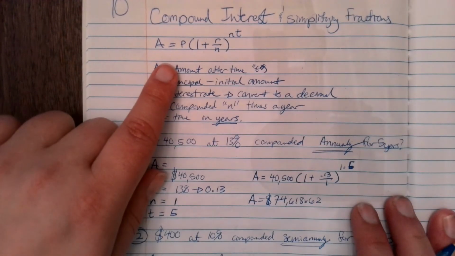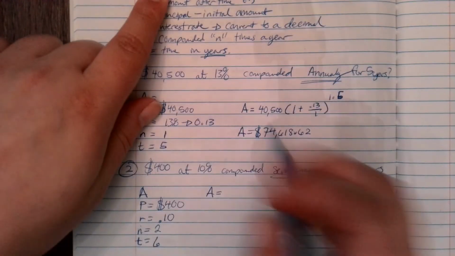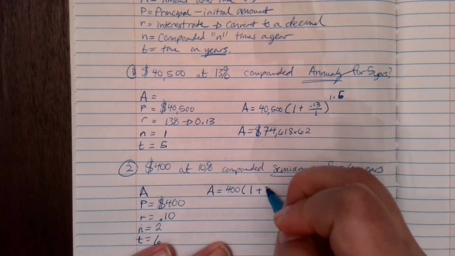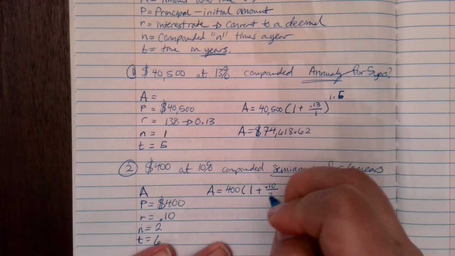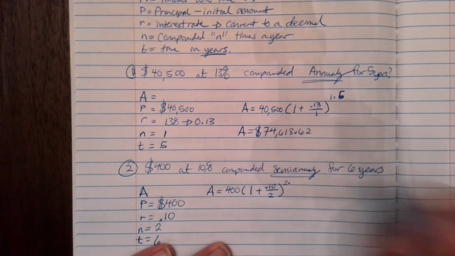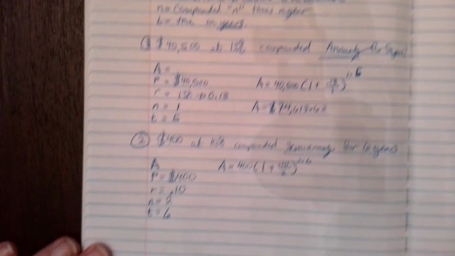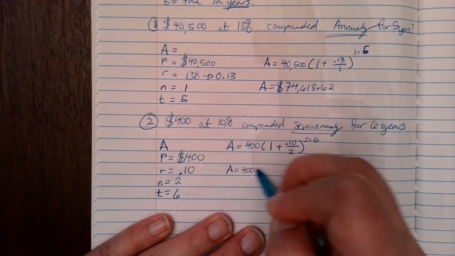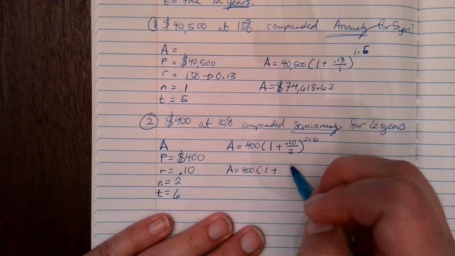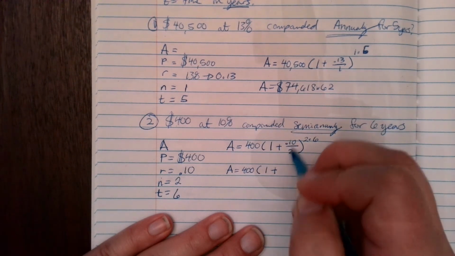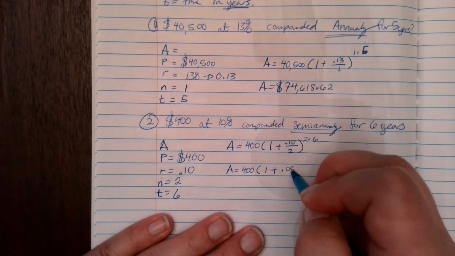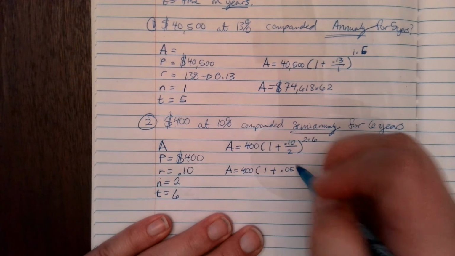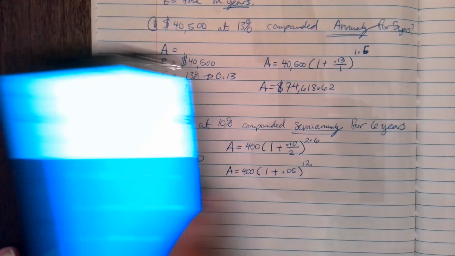Again, I'm just using this formula. My principal, 400. My interest rate, 0.10. 2 times a year, 2 times 6. Now I could reduce this a little bit by hand if I wanted to. Definitely do not need to. 10 divided by 2, 5. Now make sure if you're going to do that, you keep the 0 in the right place because we can't change that to 50. And then we just put it in.